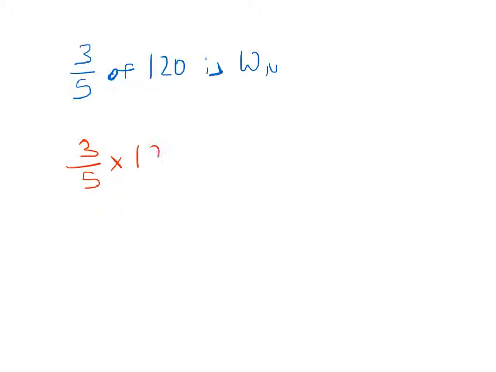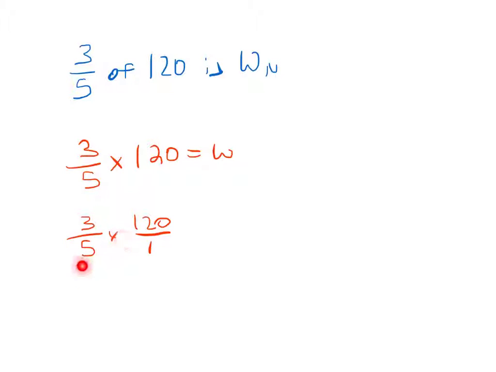There we have 3/5 of 120 is what number? So if I rewrite that into another problem, I'm going to do 3/5 and then "of," if you remember, is times 120. The "is" equals W. Alright, so I can solve that.